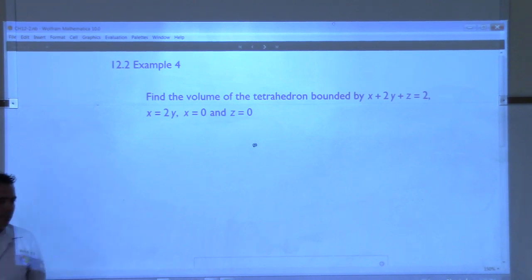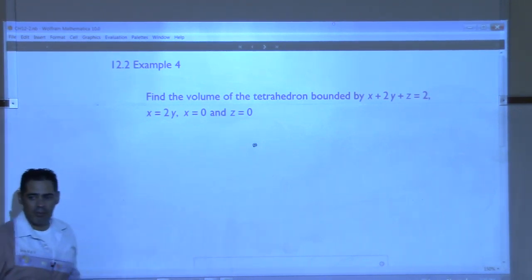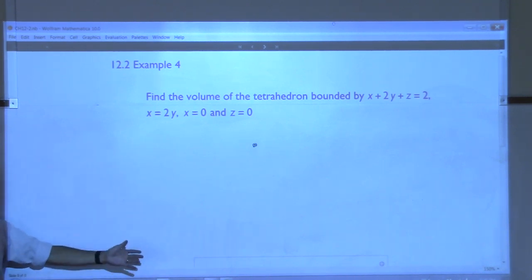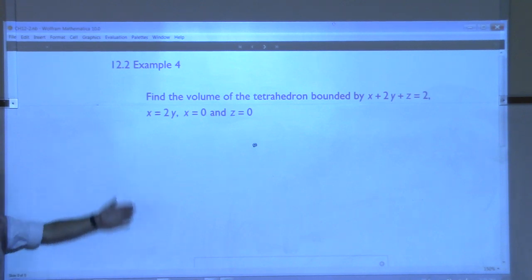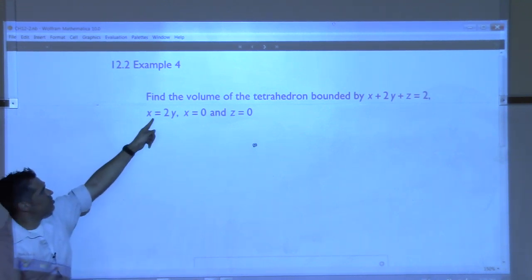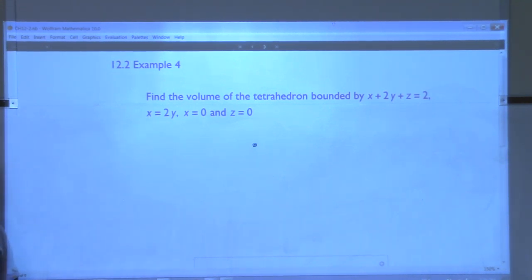So you have basically the ground, right? That's Z equals 0. X equals 0 is this wall, right? Remember, this is x-axis, y-axis, Z. So we have the ground, we have this wall. We have X equals 2y, which is a plane that runs vertically, right?